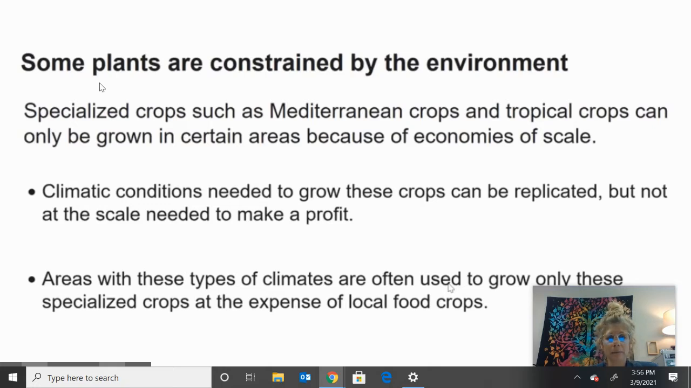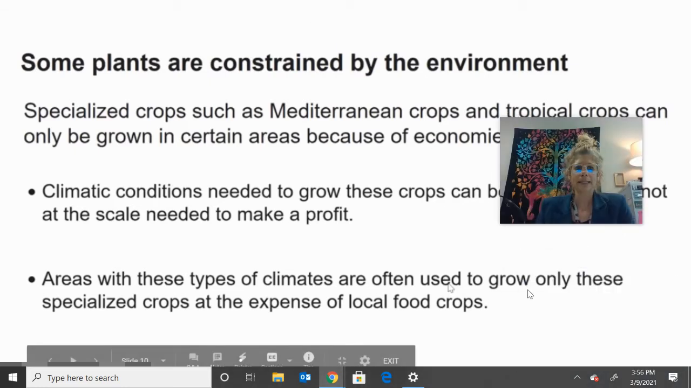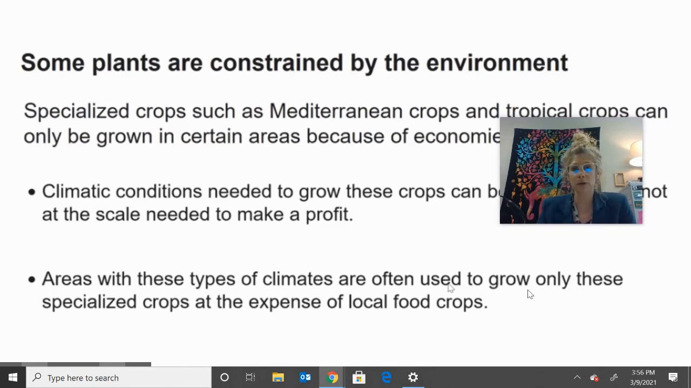And then that second bullet is, let me move my square here, areas with these types of climate, say a specific climate like a Mediterranean climate, they're often used to grow only these crops at the expense of local food crops. So again, for example, in the Mediterranean climate, they are particularly with huge amounts of exports because that's a very rare climate that can grow olives, okay?